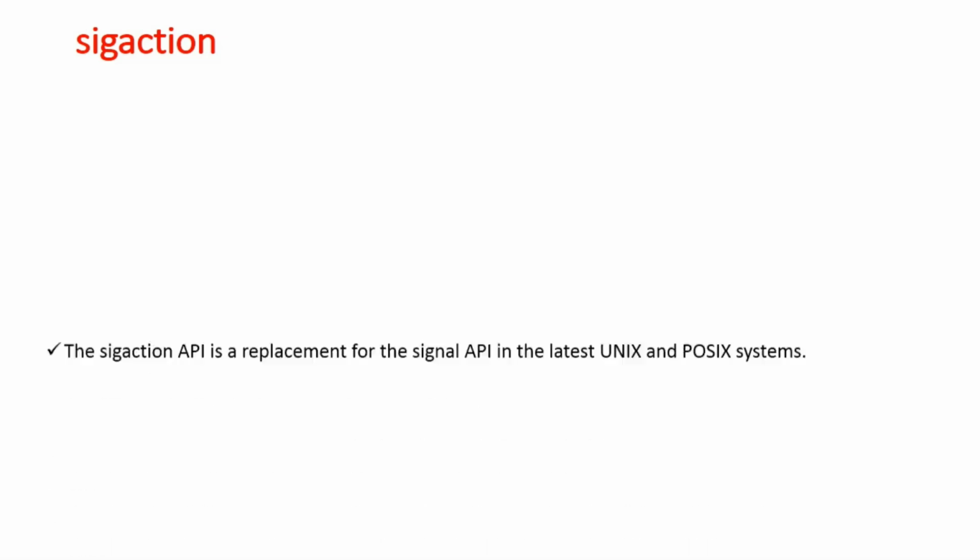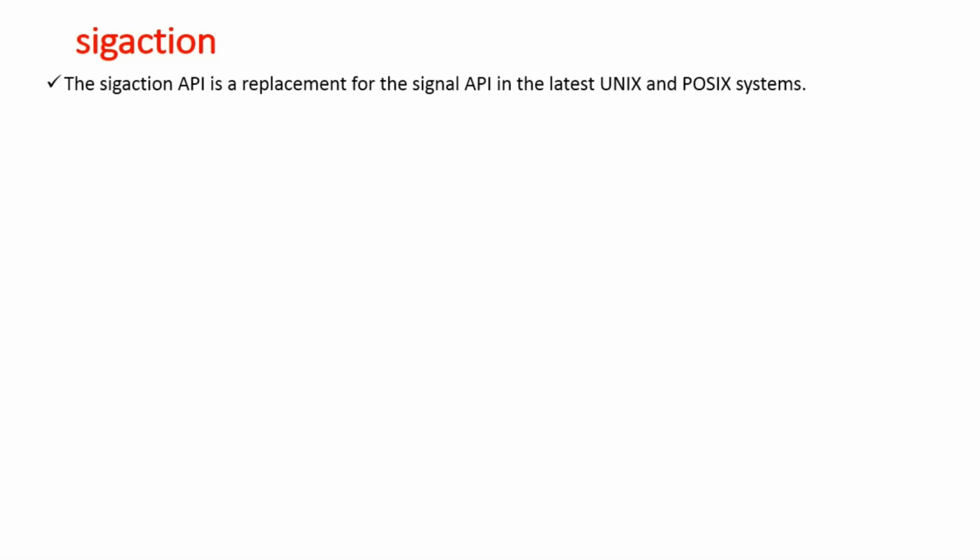So here in this Lecture Series 2 you are going to learn the sigaction API. The sigaction API is a replacement of the signal API in the latest Unix and POSIX systems. You already learned the signal API. Now the sigaction API is a replacement of that. The signal API is old and sigaction is new compared to signal.